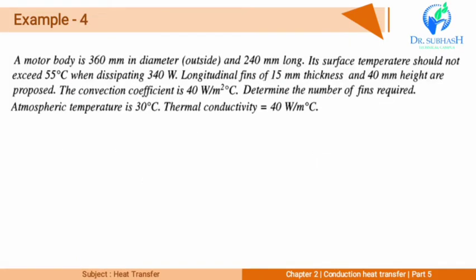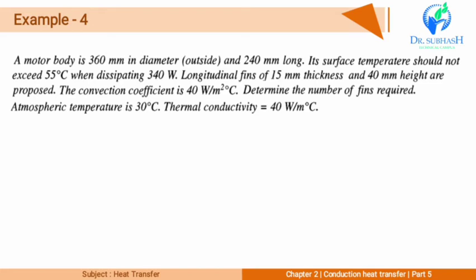Let's move to example number 4. A motor body is 360 mm in diameter, outside diameter is given, and 240 mm long. Its surface temperature should not exceed 55 degree centigrade when dissipating 340 watt. Longitudinal fins of 15 mm thickness and 40 mm height are proposed. The convection coefficient is 40 watt per meter square degree centigrade. Determine the number of fins required.